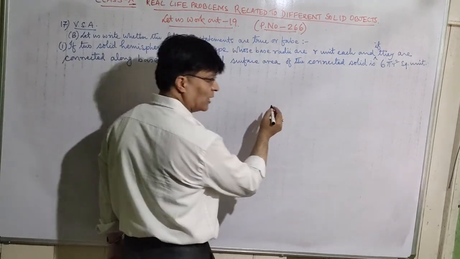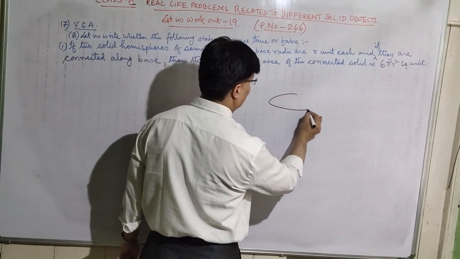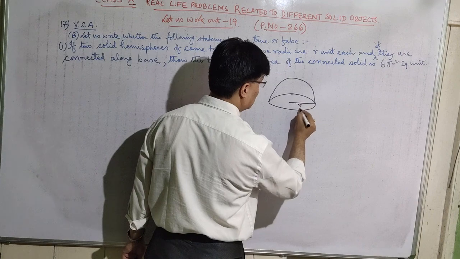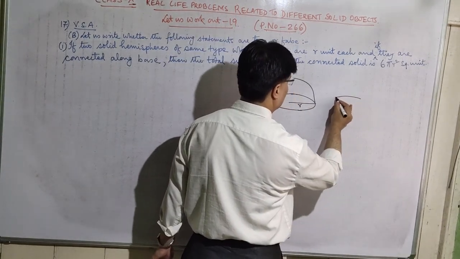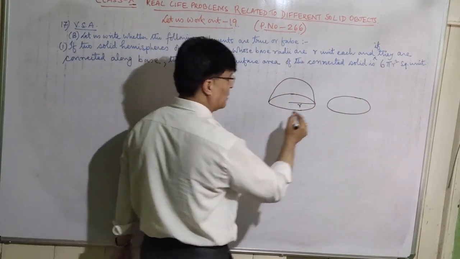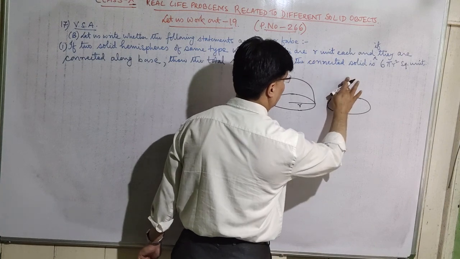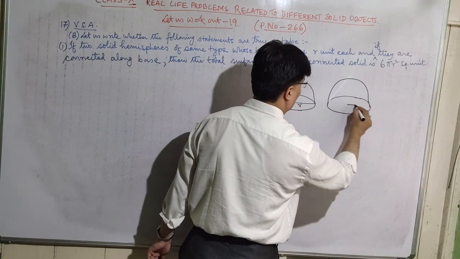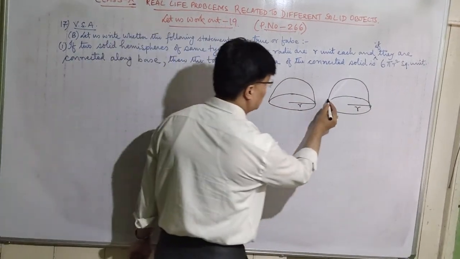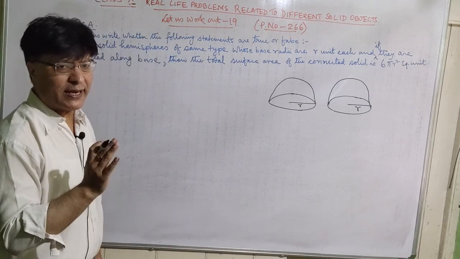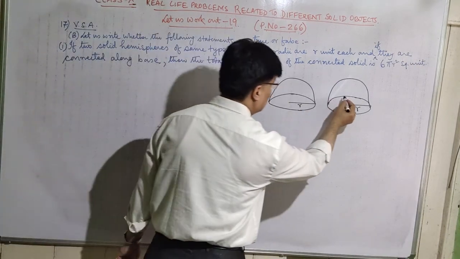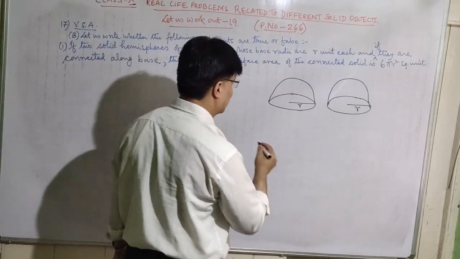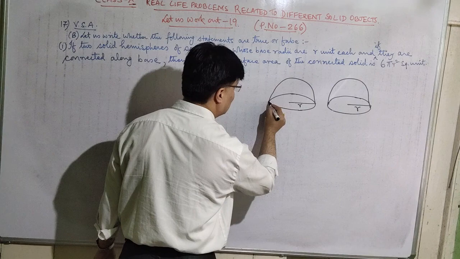Okay, so there are two solid hemispheres of the same type and having the same base radii. This is one of the solid hemispheres. Suppose its radius is r unit. And there is another hemisphere of the same type whose base radius is also r unit. Now they are connected with the help of the base. These two solid hemispheres are connected along their bases.